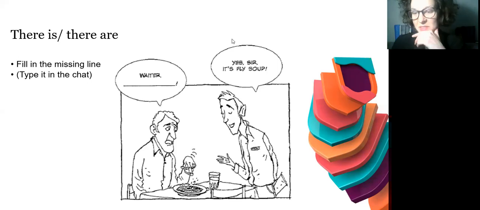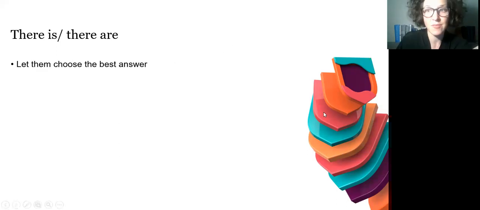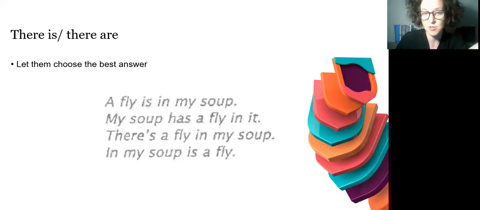Everybody has, there is a fly. This is actually the structure we are learning. But someone in the chat typed, I have a fly in my soup. Is that a mistake? No, it's not a mistake, right? I have a fly in my soup. That can happen. We can say it. We have a lot of other options in the language. And we might ask students, if they already know this structure, it's okay to use it, right?